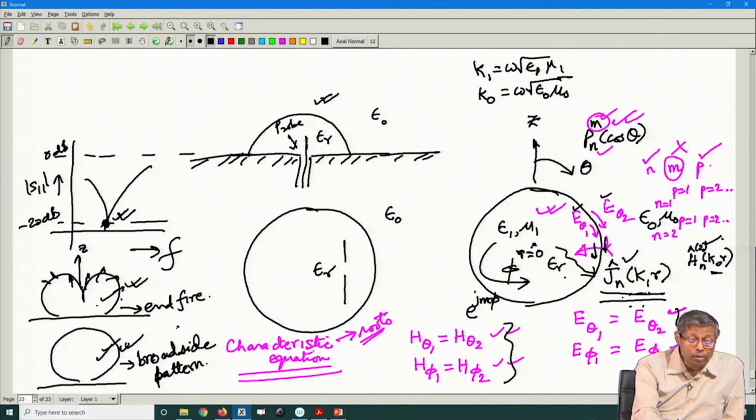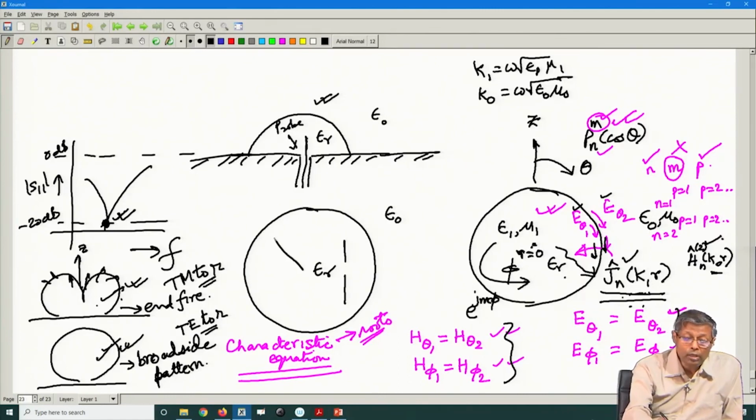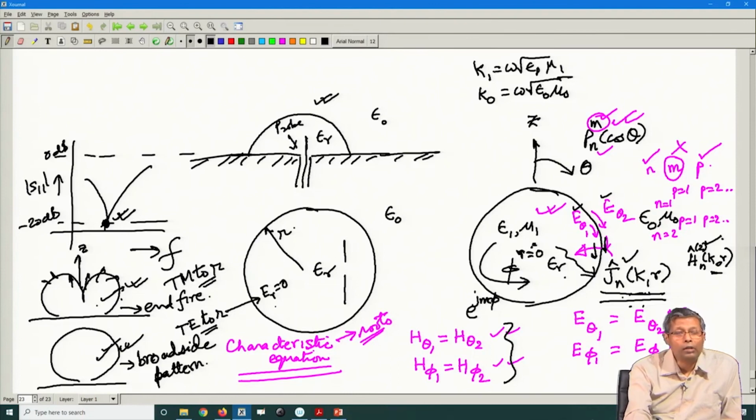Typically but not always, TE to r modes lead to broadside pattern and TM to r modes lead to end fire pattern. What I mean by TE to r is that if this is the radial direction, this mode means E r equal to 0. That means the only relevant components for this mode are E theta, E phi, H r, H theta and H phi.